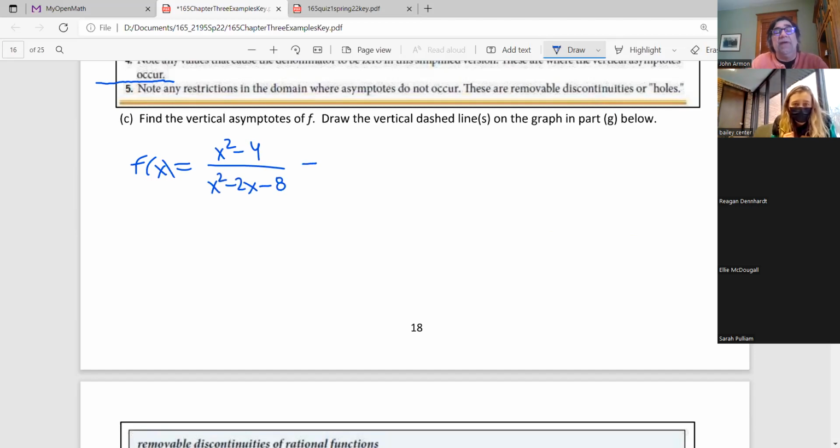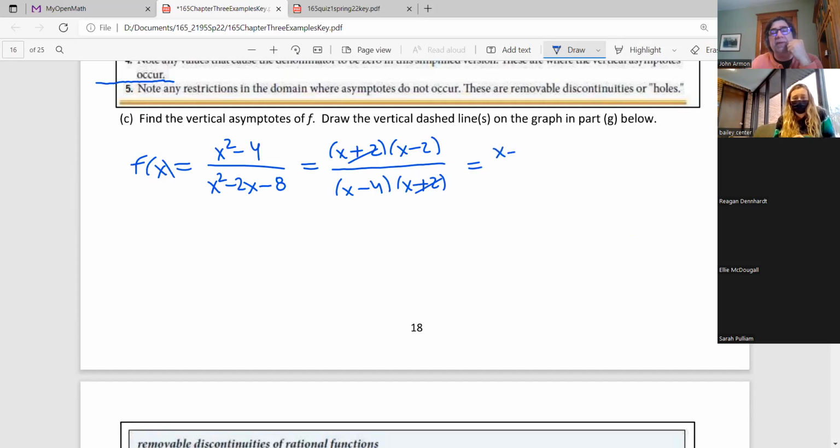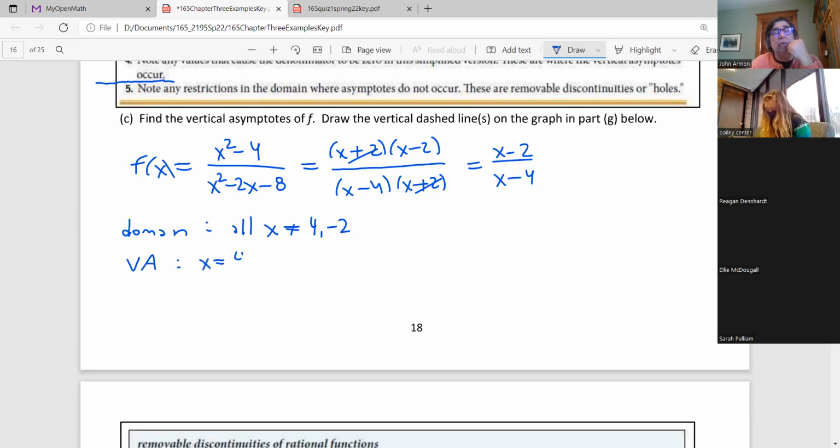That's it. We factor the numerator and denominator. Cancel our common factors, and we're left with x minus 2 over x minus 4. Let's just go ahead and write down the domain. The domain, all x values that are not equal to 4 or negative 2. Vertical asymptotes are going to occur at x equal 4, not at x equal negative 2. We'll talk about that situation in a minute.